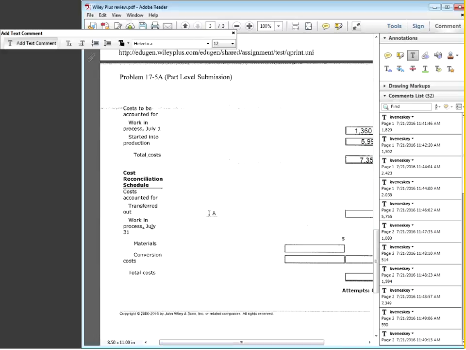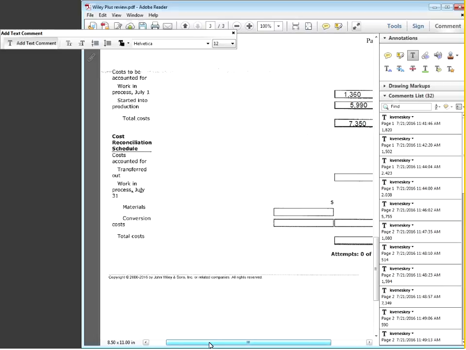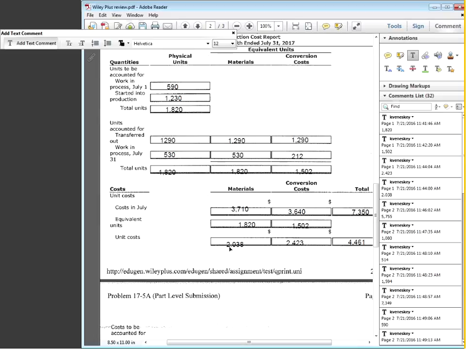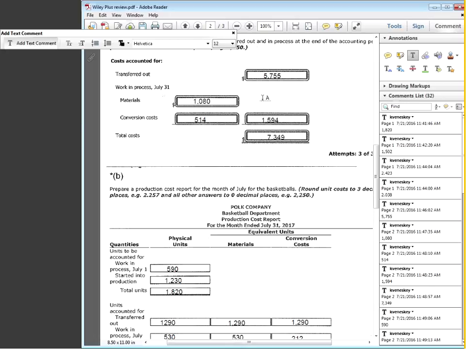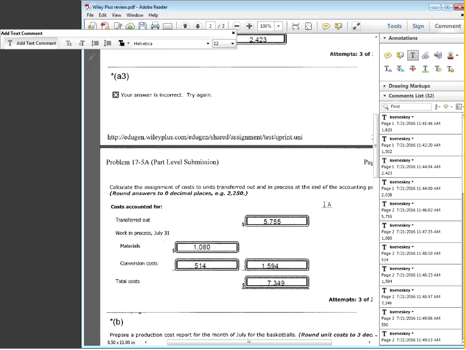And then our final thing here, cost reconciliation schedule. Costs accounted for that were transferred out, we've already done that. So let's go back up to my sheet. Costs that were transferred out. Where did we do that? That was up here. Cost transferred out was 5755, part of A3.